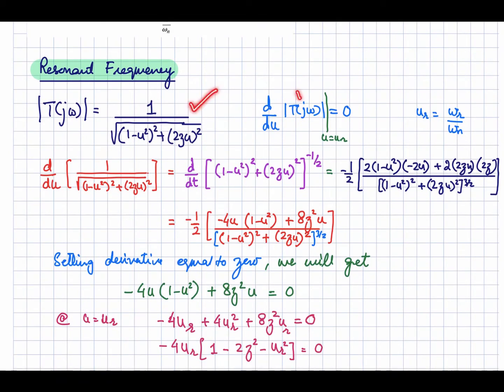So if we take the derivative of this one and set equal to 0, at the frequency u equal to omega r or ur, you will get an expression that will help you to determine the resonance frequency. So ur will be equal to omega r by omega n, because u is equal to omega by omega n. So ur is representing the ratio of the resonance frequency with the natural frequency.